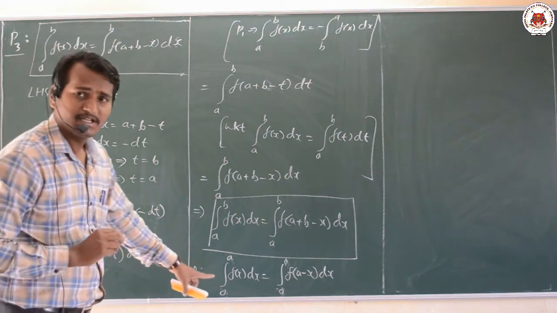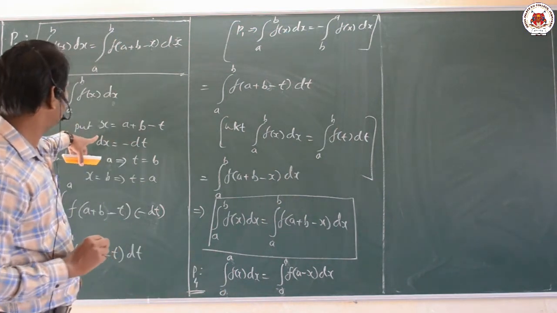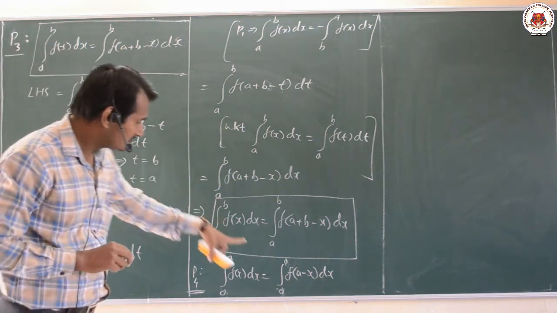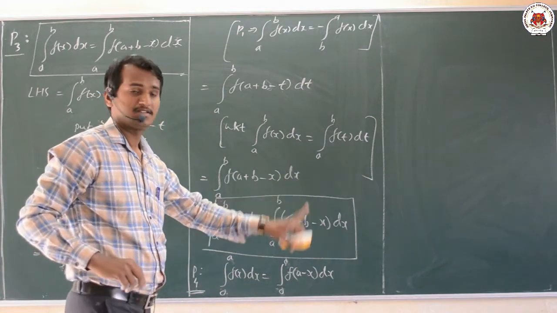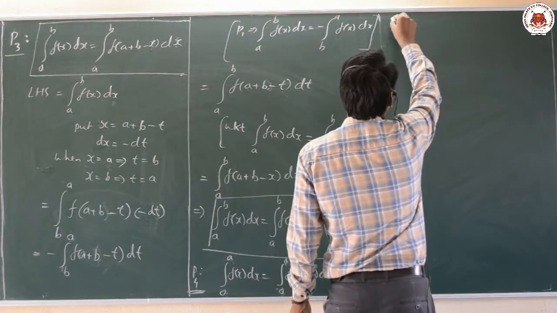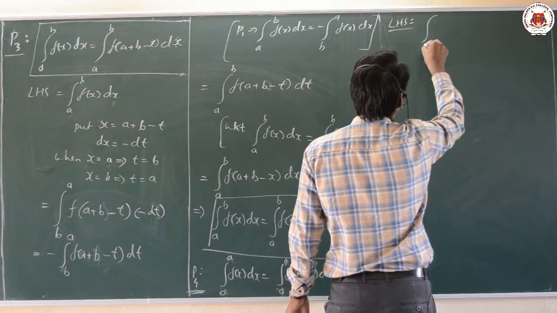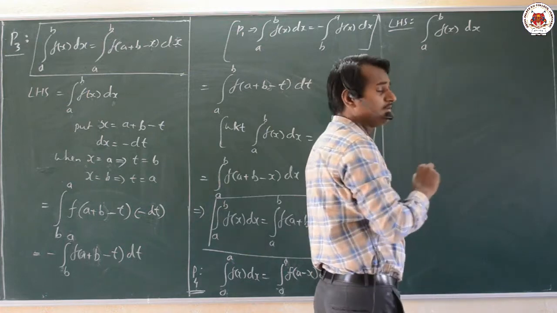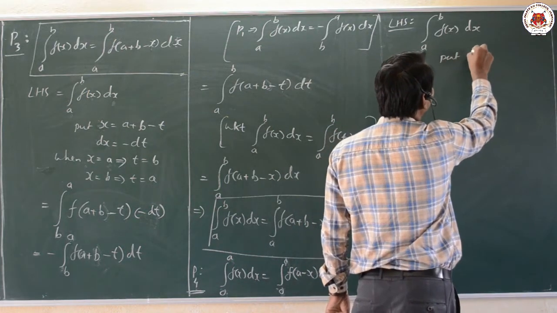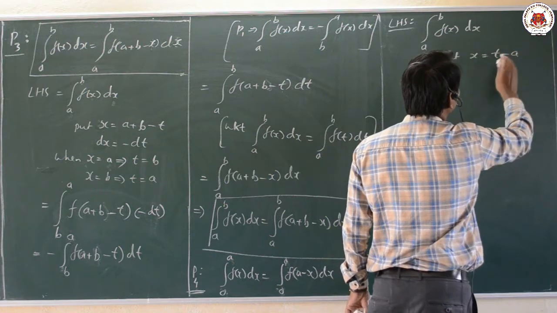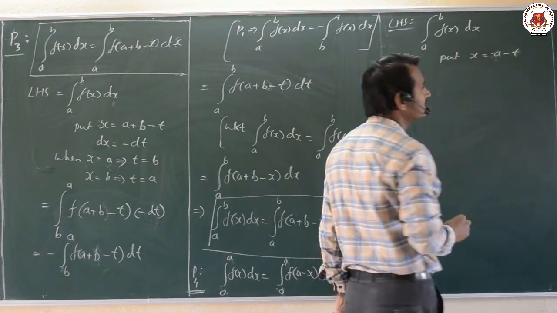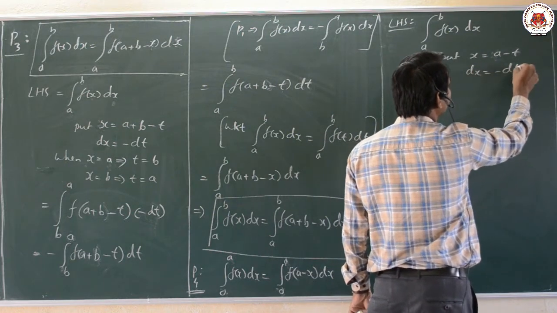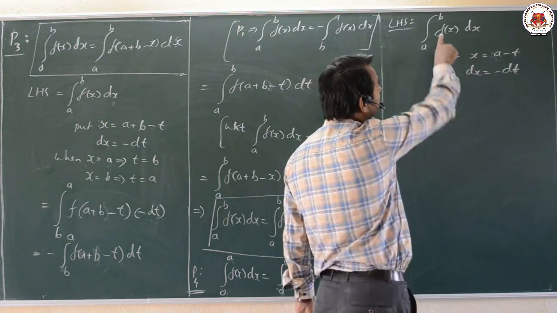Now here everything will be the same except the substitution. Earlier we substituted a + b - t = x; here I will just substitute x = a - t, that's all. That is the LHS part, the integral from a to b of f(x) dx. Now put x = a - t, and differentiating, dx = -dt. Substitute it.